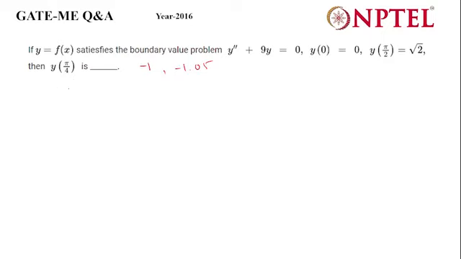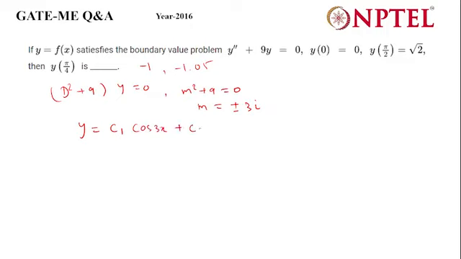Let me solve this question. How to solve this question? This is your differential equation. This will be your auxiliary equation. So your roots will be plus minus 3i. So what will be the solution of this equation? y = c1 cos 3x + c2 sin 3x.